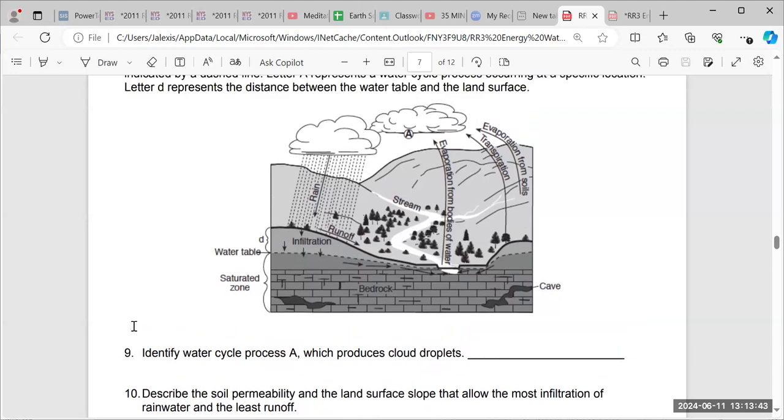What answer did we get for A? Not precipitation. Condensation. All right.